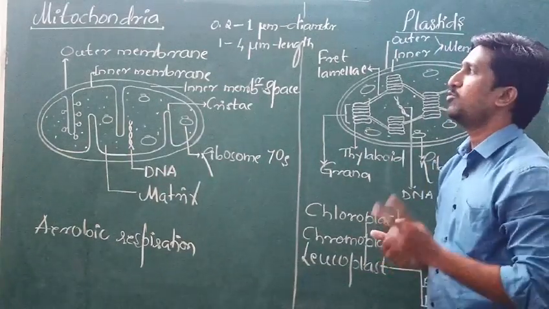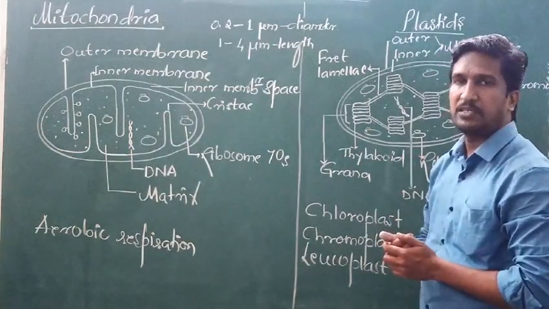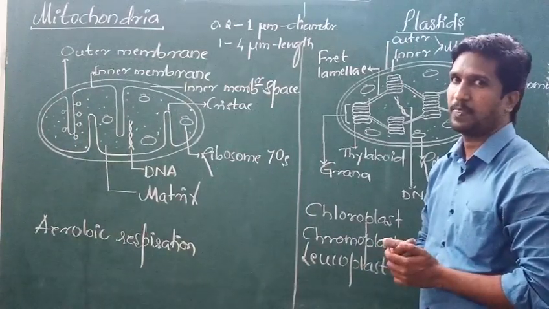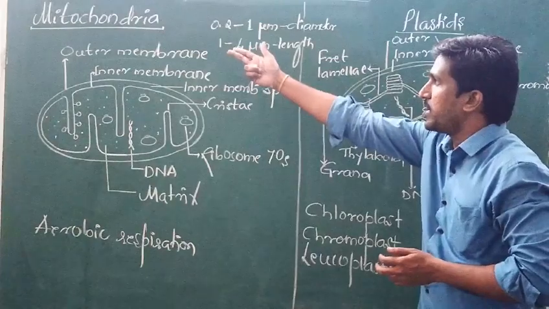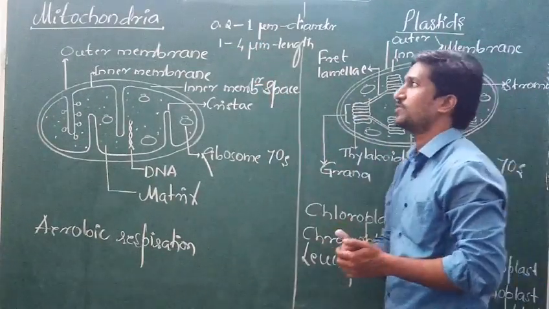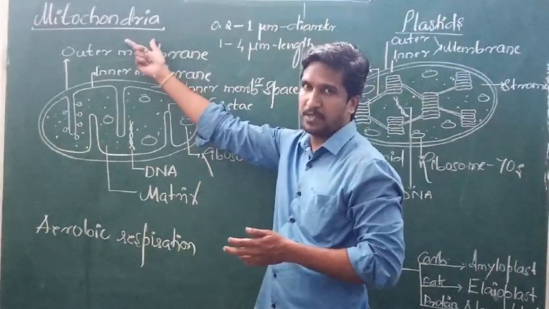Today we are learning two cell organelles usually present in almost all eukaryotic cells. One is mitochondria and the second one is plastid. So let us first study the mitochondria.